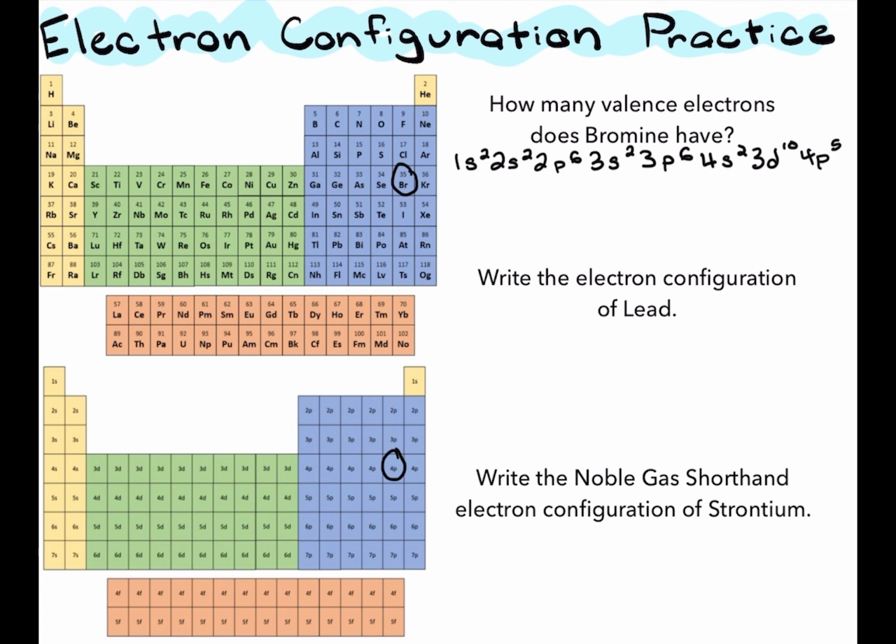So now to look at valence electrons, you're going to look at the highest number shell. So the 4th shell in this instance. And since there's 2 electrons in that shell, 5 electrons in the p shell, then there's going to be 7 valence electrons in total.